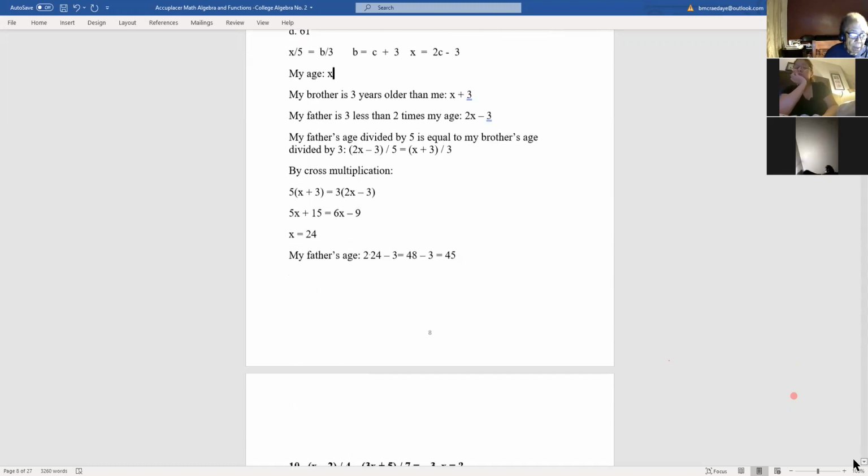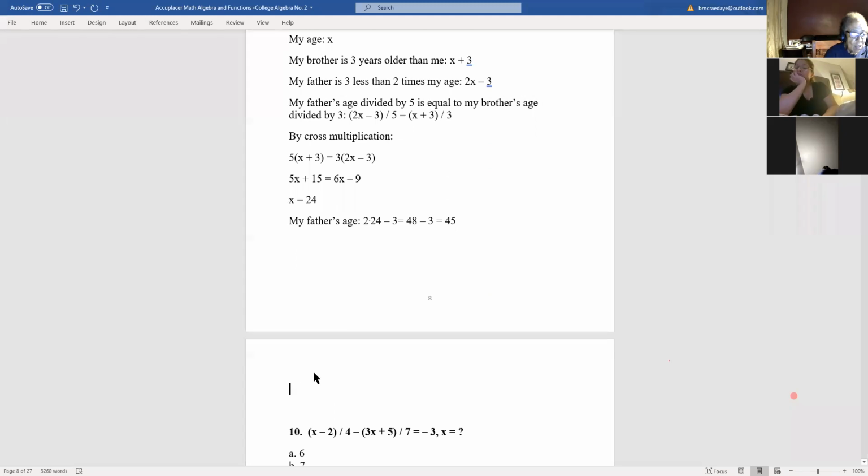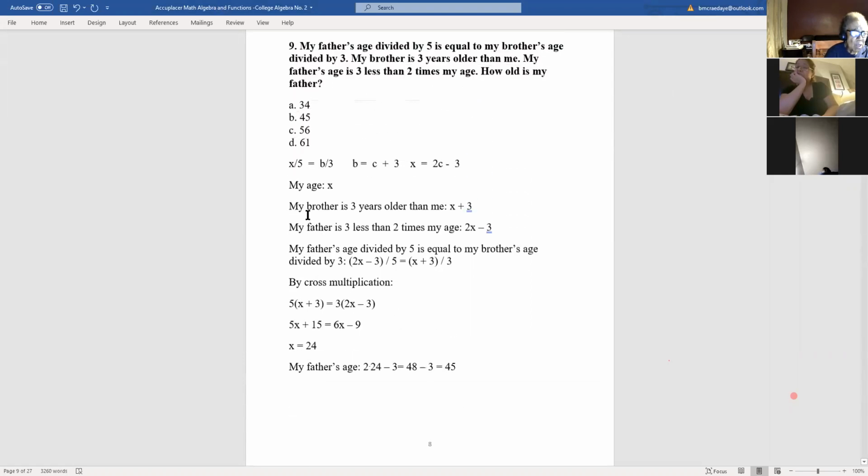That one was... I couldn't combine it, Miss Robert. You know why, Latoya? Because you started with your father's age. The key to problems like this is starting with something that's related to more than one thing. That's why you start with your age, X. Call your age X, because you give a relationship between your age and your brother's age, and a relationship between your father's age and your age. So now you can use that X in two places. That one was difficult.